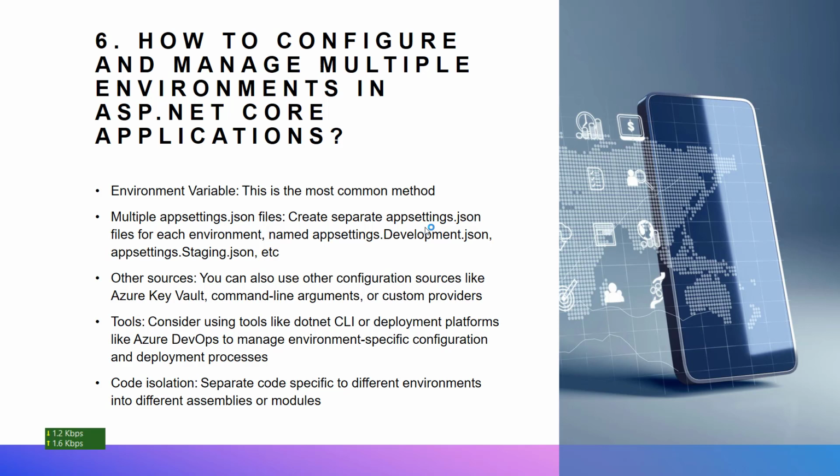We can use the CLI to make environment-wise changes to the environment variables, as well as in the pipeline in DevOps. For example, we can define the variables accordingly, so that during the deployment process for staging these variables can be used, and for production these variables or this configuration can be used. So these types of things we can do. And separating code specific to different environments into different assemblies or modules can also be done.